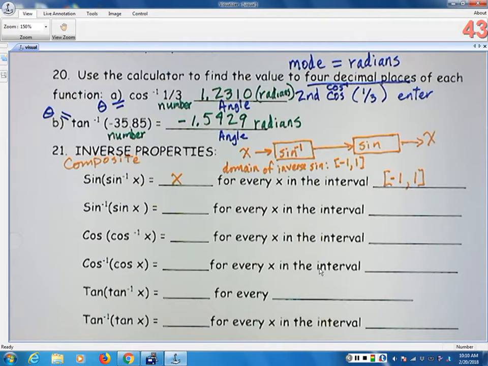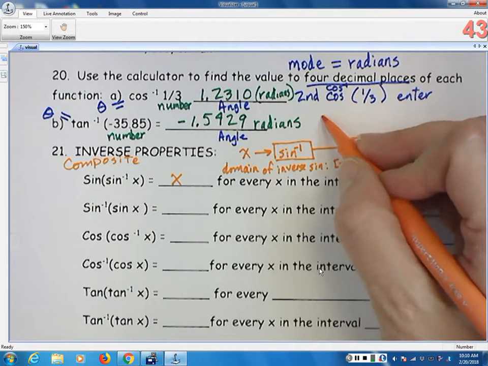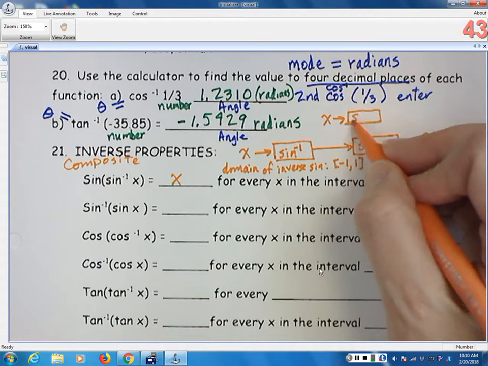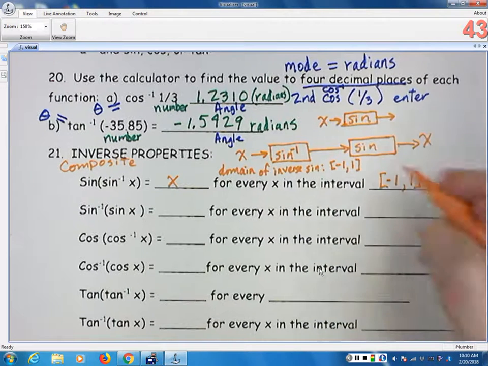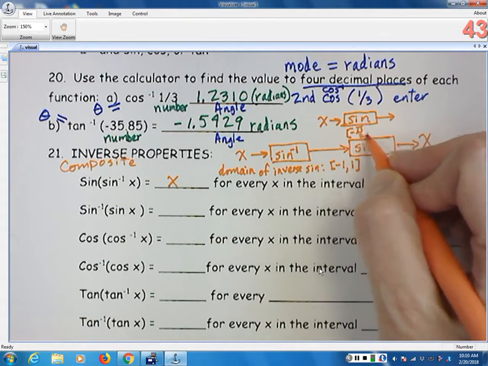Now, what if we do the other way? I drew a picture of that. What if x is going into the restricted domain sine first? Well, our restricted domain of sine was -pi/2 to pi/2.